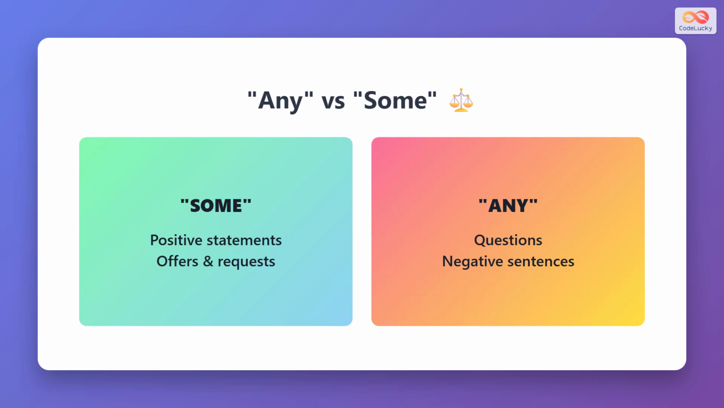"Some" goes in positive statements, like "I have some money." "Any" goes in questions and negatives only. "Some" also works for polite offers and requests, like "Would you like some tea?" Remember: "some" for positive, "any" for questions and negatives.